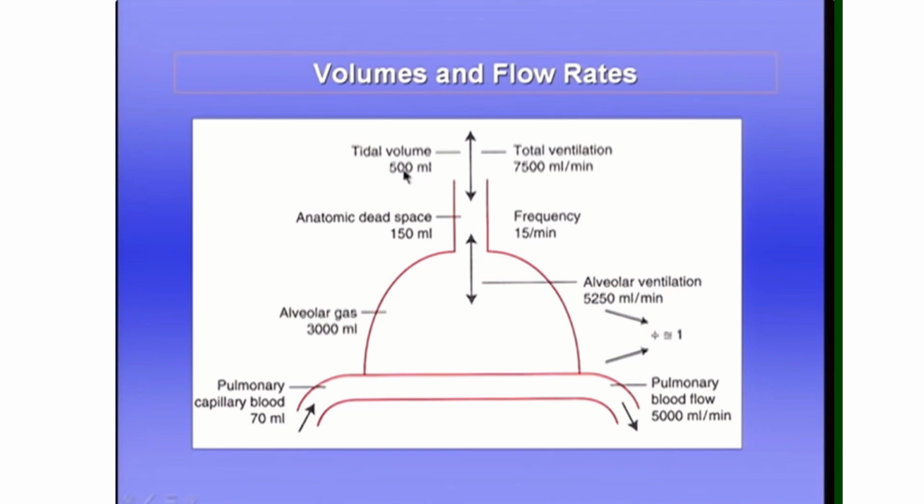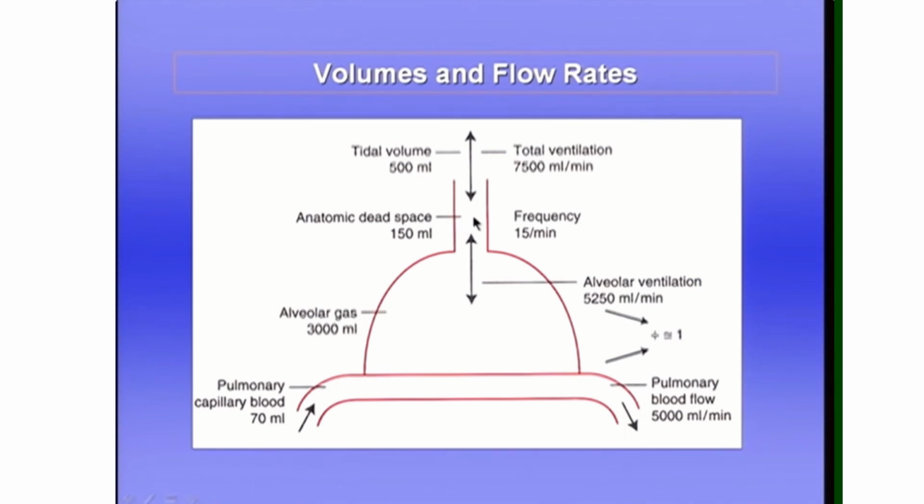So if the tidal volume is 500 ml, the frequency is 15 breaths per minute, that means the total ventilation in this particular example is 7,500 mL per minute. But of course, not all of that gas gets to the gas exchanging regions of the lung. Some of it is left behind in the dead space.